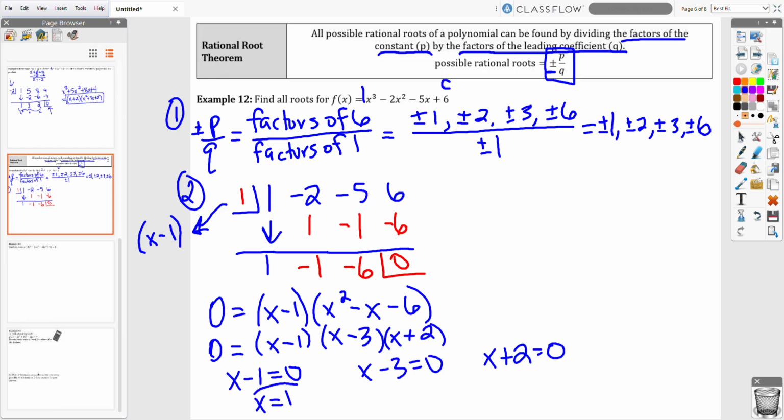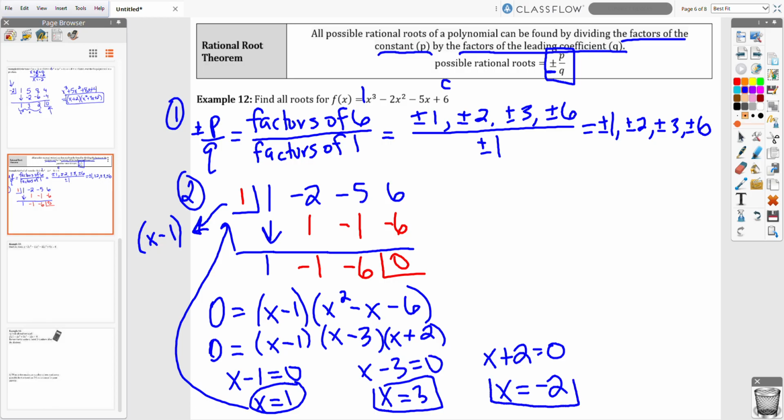And remember, we already knew a solution was positive 1 because this is the same positive 1 that we had up here when we did our synthetic division. And then when we set the other factors equal to 0, we get positive 3. And on the last one, we have to subtract 2 to get x alone, so we get negative 2. So those are our solutions to example number 12.